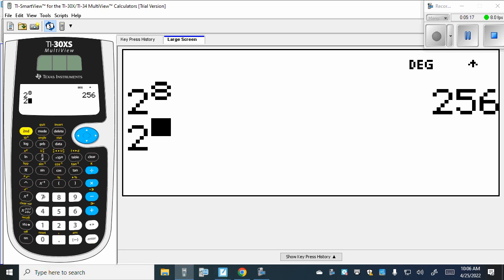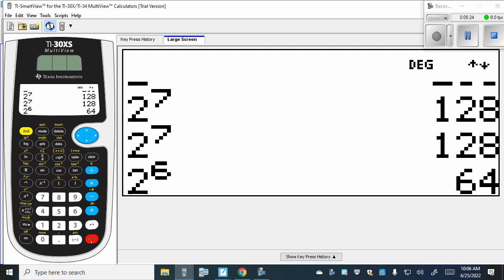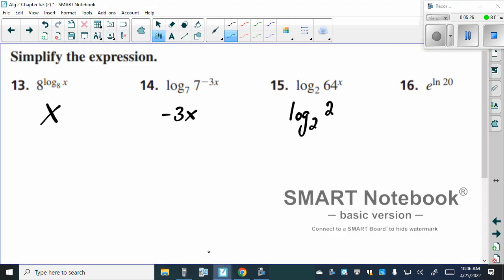So 2 to the 7th is 128. So exactly, 2 to the 6 is 64. So here we would have 2 to the 6, and we'd also have our x. We could put 2 to the 6 in parentheses to the x, but we do know powers of powers multiply, so it's the same as saying 2 to the 6x. So how would this simplify now? It simplifies to 6x.